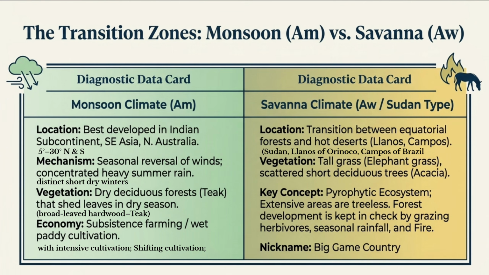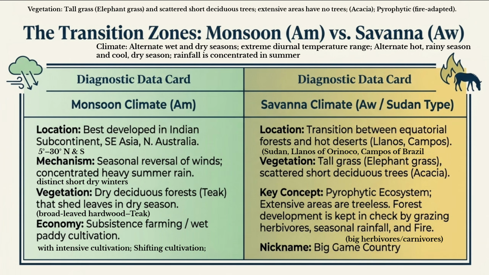3. Savanna, Sudan type climate, Aw. Location: between equatorial forests and hot deserts: Sudan, Llanos of Orinoco, Campos of Brazil. Climate: alternate wet and dry seasons. Extreme diurnal temperature range. Alternate hot rainy season and cool dry season.